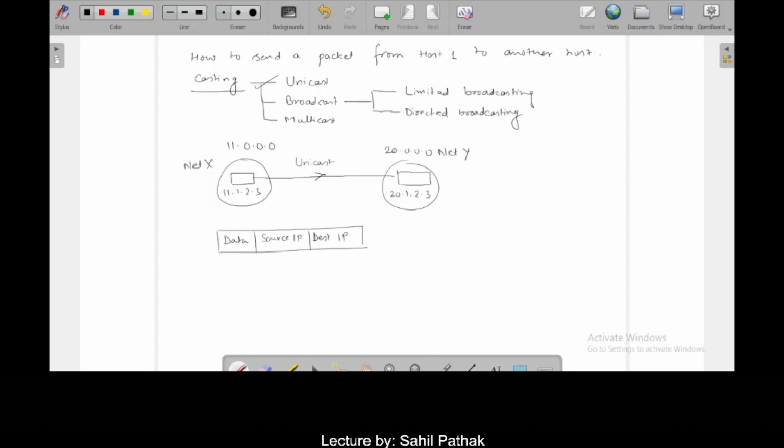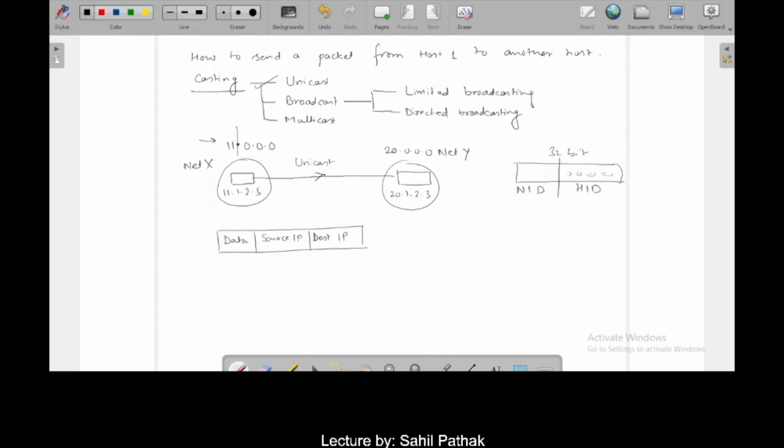Here one thing to note is whenever I have all zeros in the host ID part, as we have seen in the IP addressing scheme, that it is a 32-bit logical address, which is divided into host ID part and network ID part. So if there are all zeros in the host ID part, it would be the IP address of the network. As you can see over here, it is 11.0.0.0, where this 11, or you can say the first octet, is the network ID part.